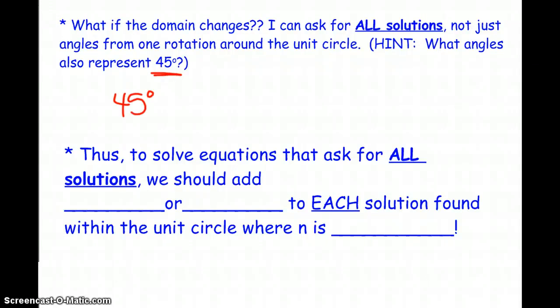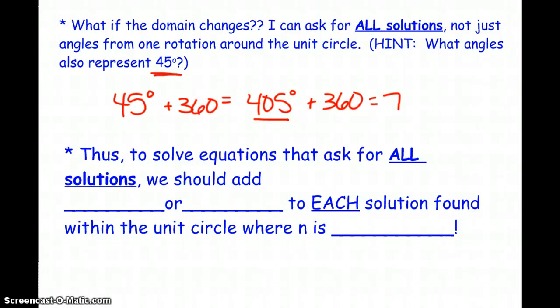So if 45 degrees is an answer, I could add 360. 405 degrees would also be an answer. It would still satisfy those same coordinates. I could keep adding 360. 765 degrees would be another answer. Well, what are we doing? We're just adding 360 degrees, adding one full rotation. I could subtract as well, and I could continuously get more and more solutions.